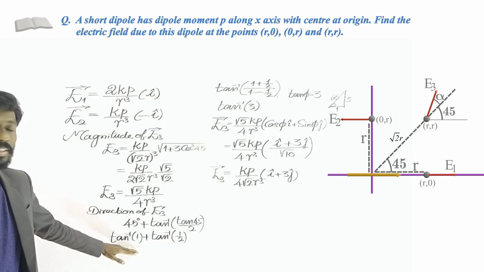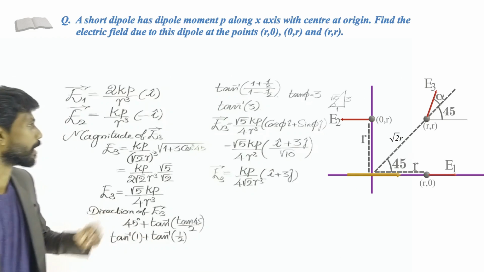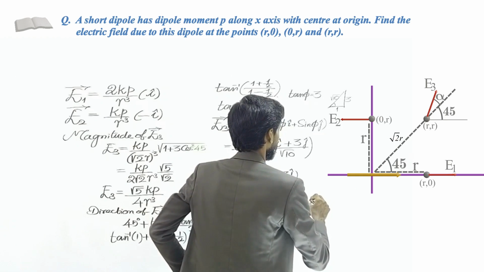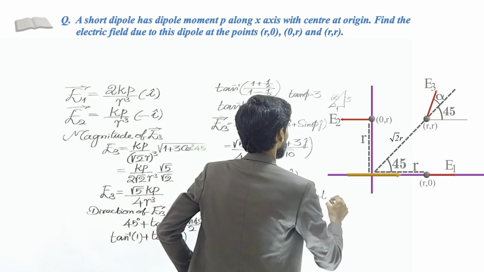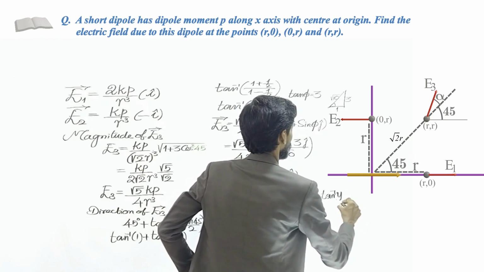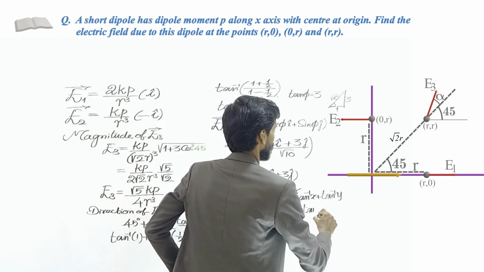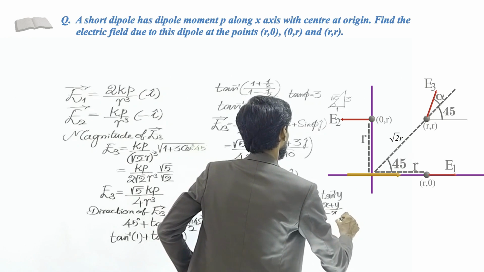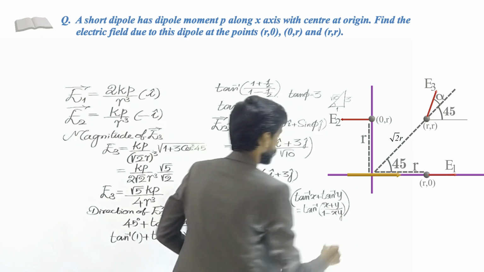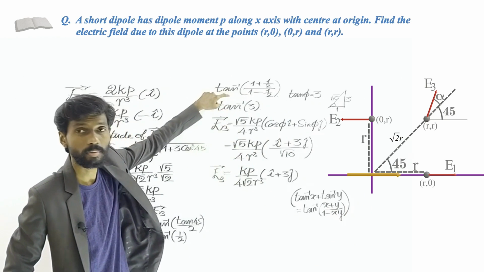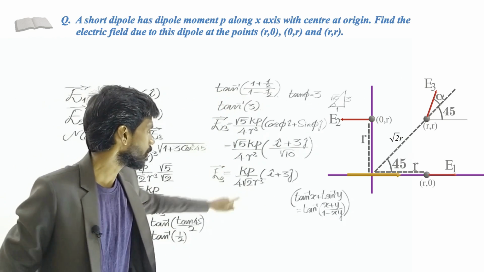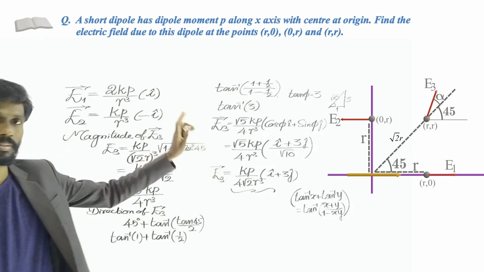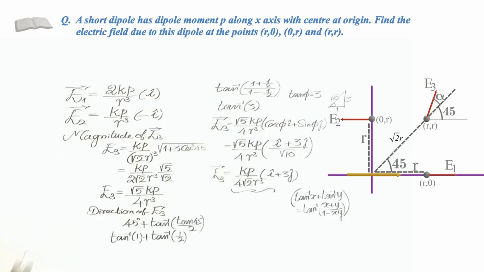So tan inverse x plus tan inverse y, that is the formula. Just in case you've forgotten, what is the formula for tan inverse x plus tan inverse y? It is tan inverse of x plus y divided by 1 minus xy. This is the formula we have used here to get this value. So that is our required answer, the electric field due to the dipole at some point.